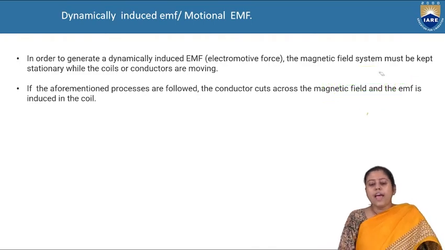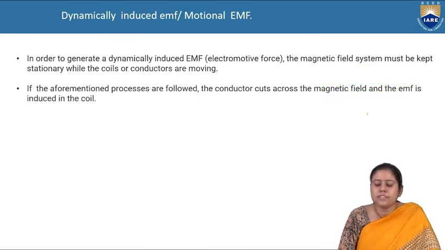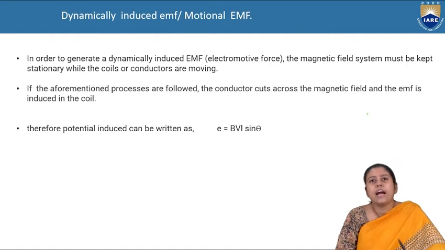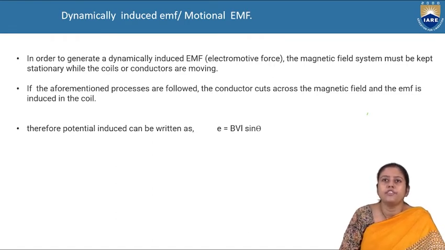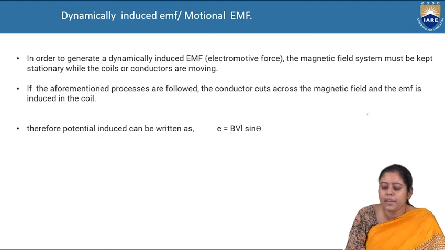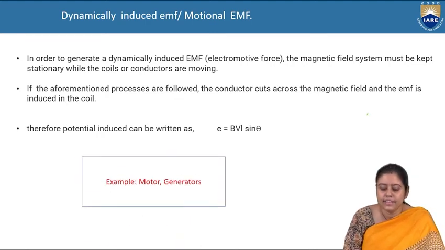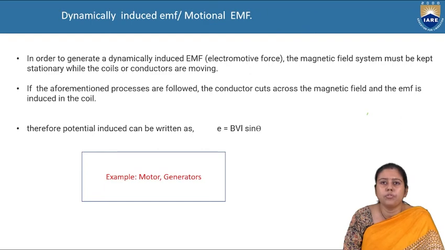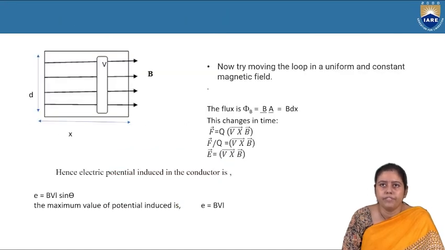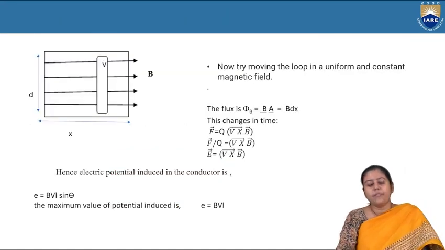So if the aforementioned processes are followed, the conductor cuts across the magnetic field and the EMF is induced in the coil. We have already discussed this. Therefore the potential induced can be written as E equals B L V sin theta. The examples, as we told already, are motors and generators. These are examples of dynamically induced EMF. So how are we getting the value?